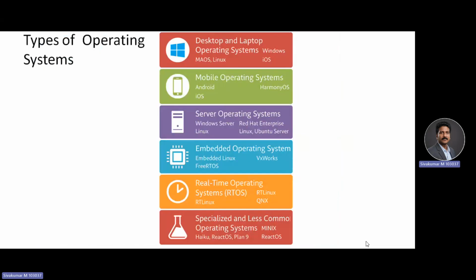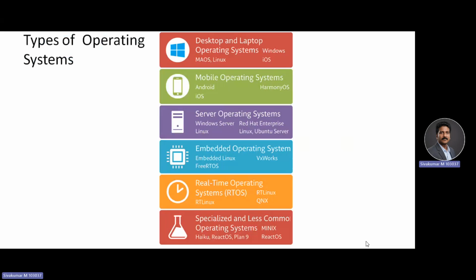So there are different types of operating systems available. There are operating systems for desktop and laptop systems. There are operating systems for mobile phones. There are separate operating systems for server systems. There are operating systems for embedded systems. There are operating systems for real-time systems. There are operating systems under the category of specialized and less common operating systems.